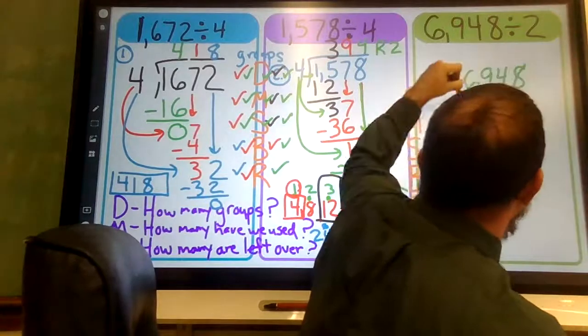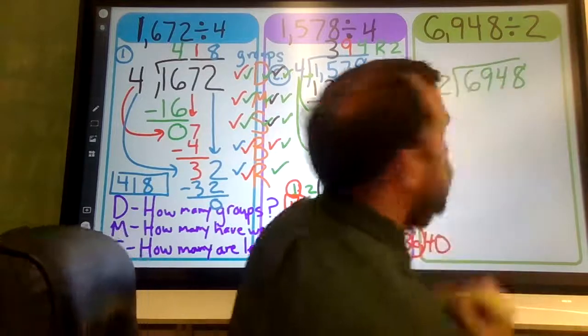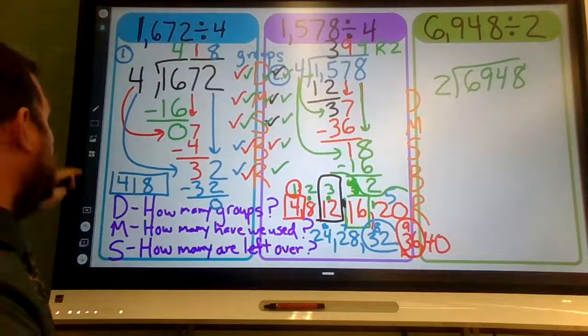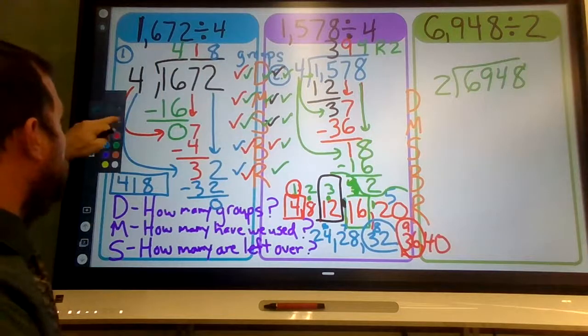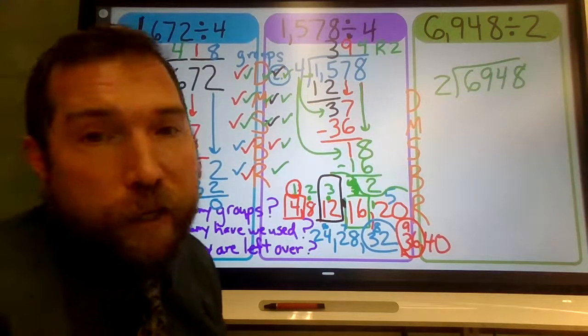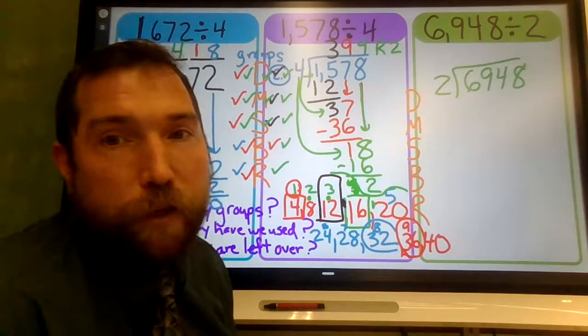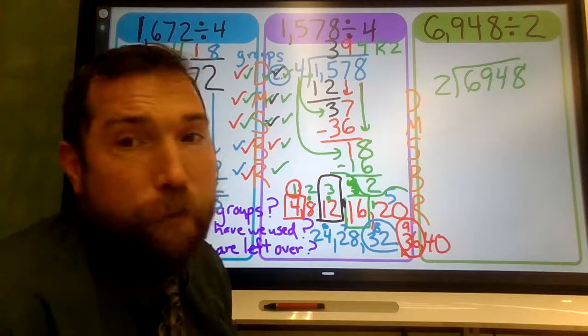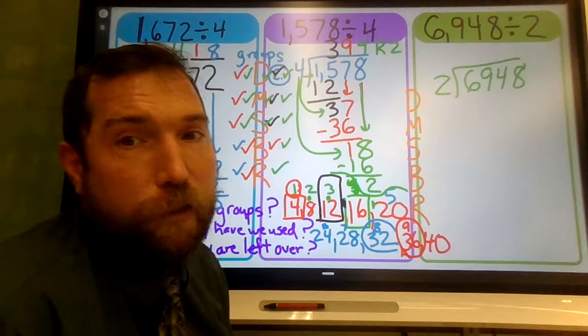6,948 divided by 2. Seems like a whole lot. This is going to take a long time. I'll tell you, this is going to be the longest of the 3 problems we're going to do together. But the math is probably actually the easiest one.